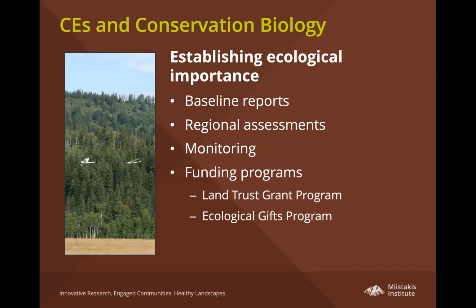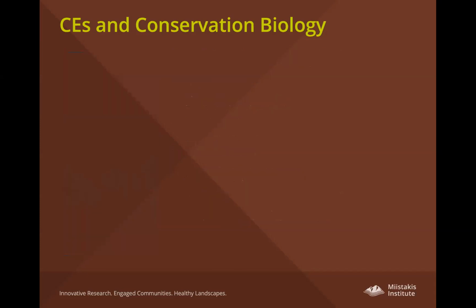Plus, there's often another layer. So funding programs for these land trusts and for conservation easements. So in Alberta, we have the Land Trust Grants Program. Federally, I mentioned the Ecological Gifts Program. Each of these has an ecological assessment as well that the participants in those programs have to demonstrate. So we have a couple of layers of protection from that perspective.